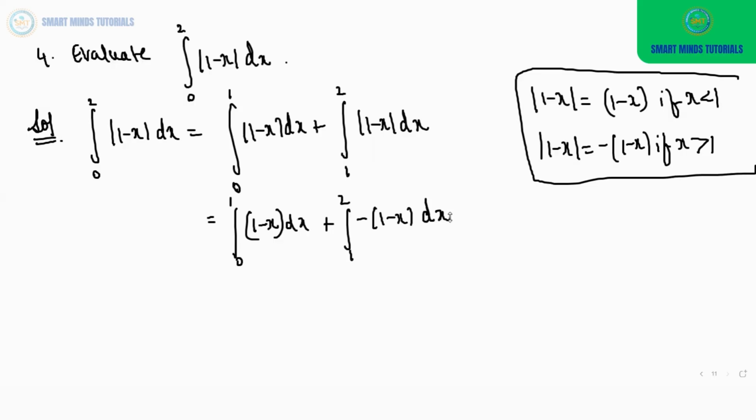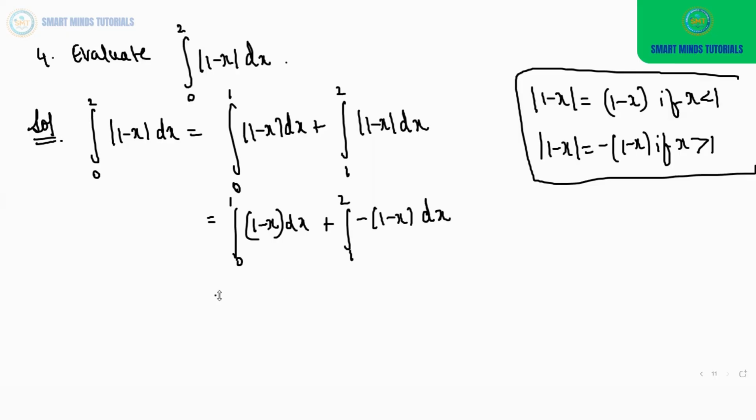Now I removed modulus from both the functions. For the first one I took positive, for the second one I took negative, because we have checked on the right hand side in that box when it is becoming positive and when it is becoming negative. Based on that, we have taken. It is not always necessary that the first one should be positive and the second one negative. Based on the values, we get positive or negative.